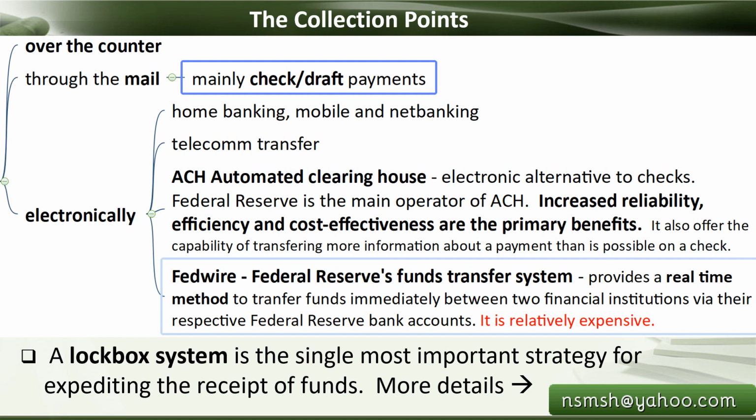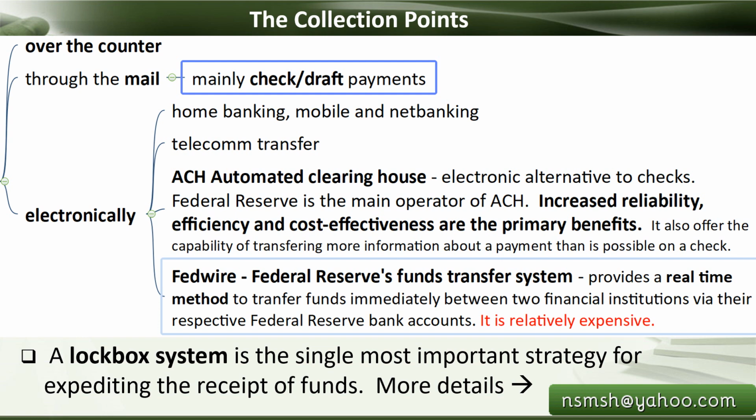And the Federal Reserve is the main operator of the automated clearing house. So in the US, the Federal Reserve is the main operator. Increased reliability, efficiency and cost effectiveness are the primary benefits of the automated clearing house. It also offers the capability of transferring more information about a payment than is possible on a check.